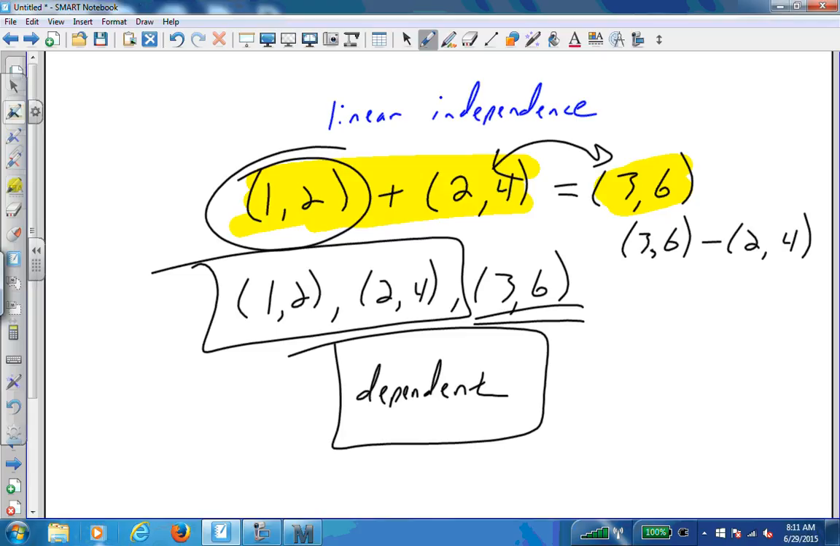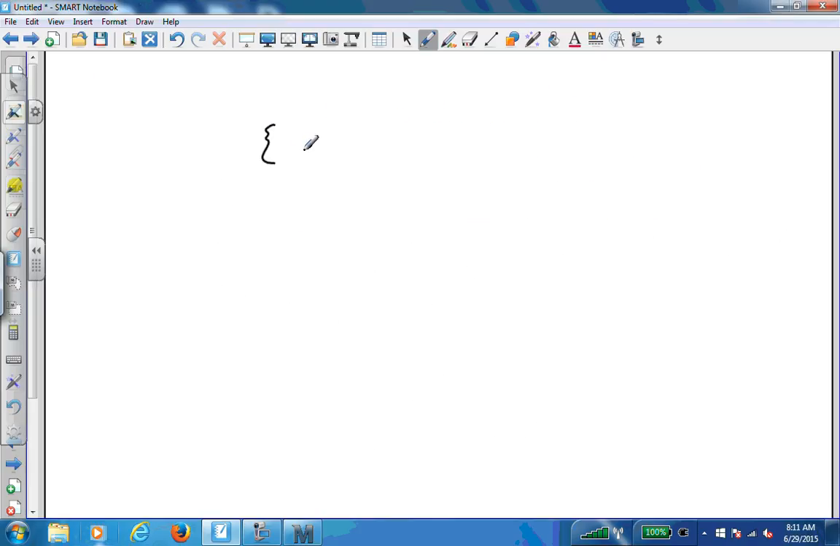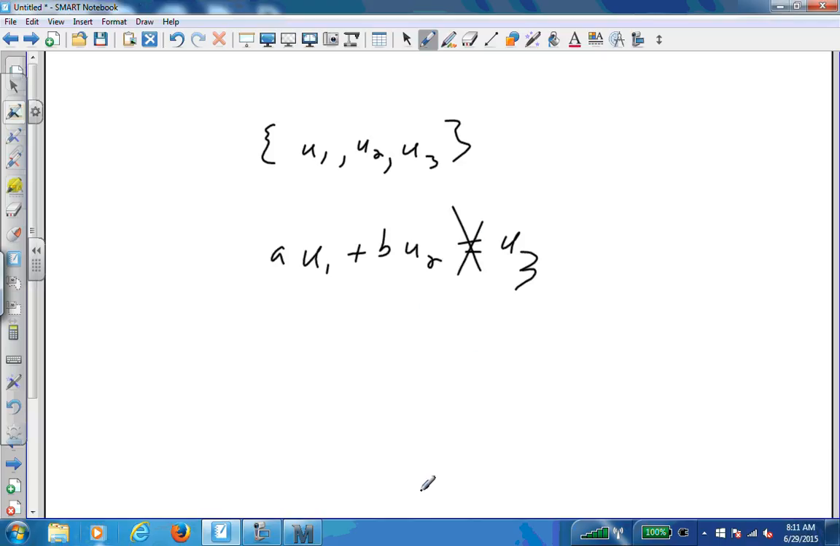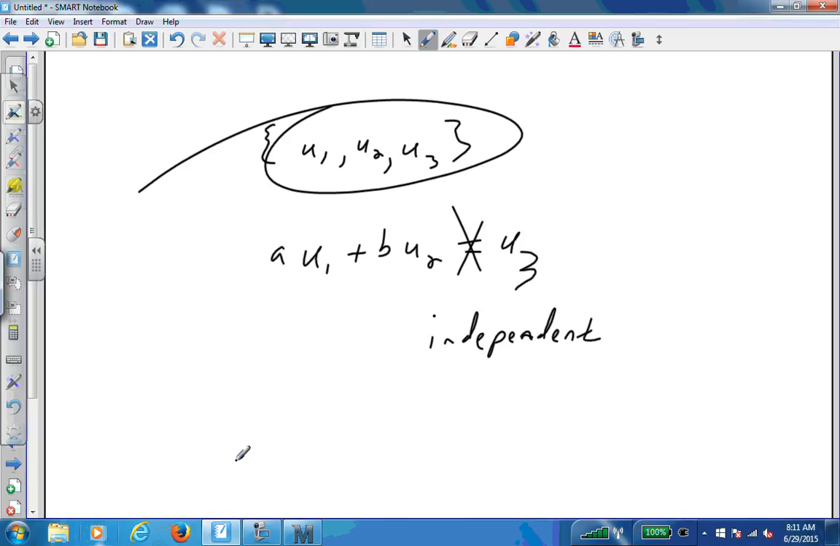On the other hand, if we have a set of vectors and there's no way that we can linearly combine two of those vectors to get the third vector, if there's not a solution there, then these are said to be linearly independent. So we'll go through some examples and we'll look at, well, what's the best way to test to see if a set is dependent or independent?